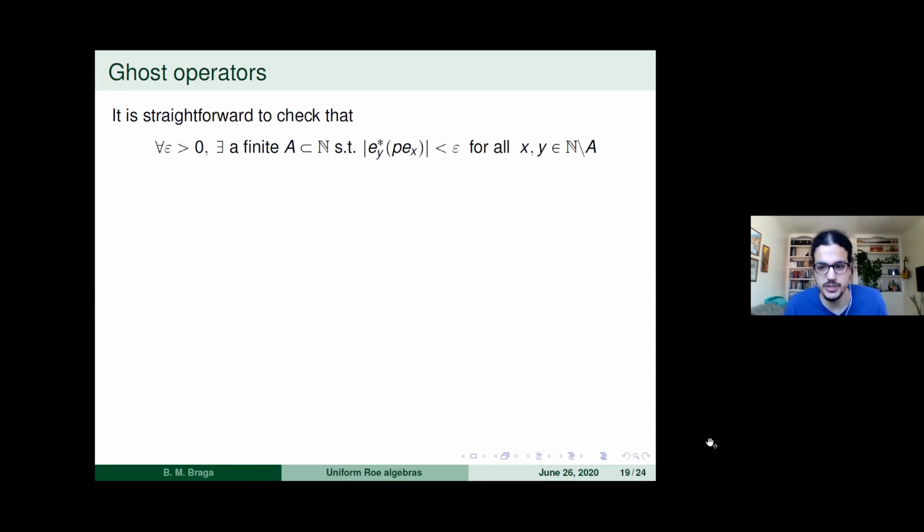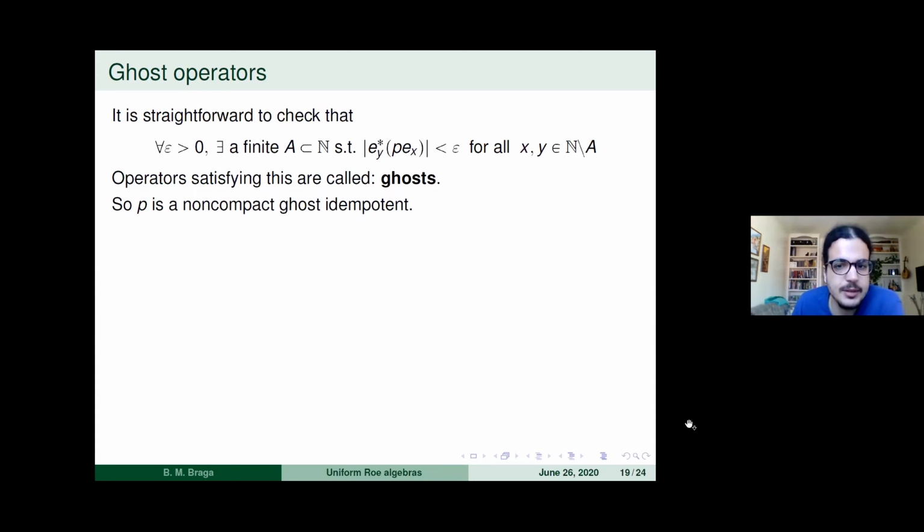And why is that good? So this is good because those operators are very well known, at least for uniform Roe algebras, and those are the so-called ghost operators. So what we have is that this operator P is a non-compact ghost. I wrote idempotent. For us, it is a projection, right? In Banach space theory, we just call it a projection. But anyway, in uniform Roe algebras, you usually want P to be P star for you to call it a projection, which doesn't make sense in this setting. So you have this non-compact ghost projection here.